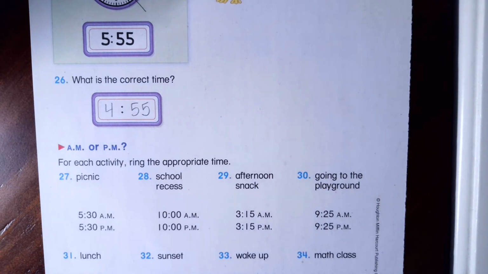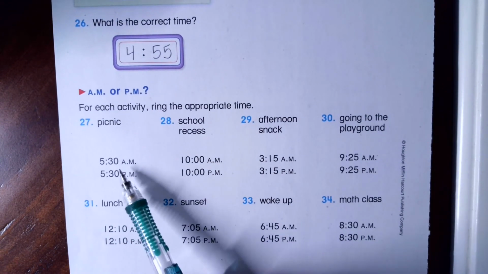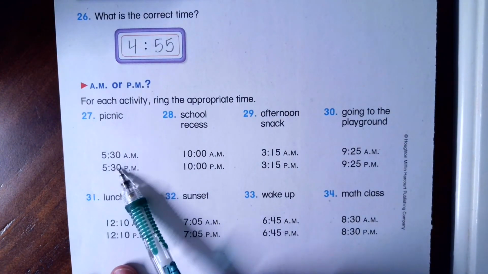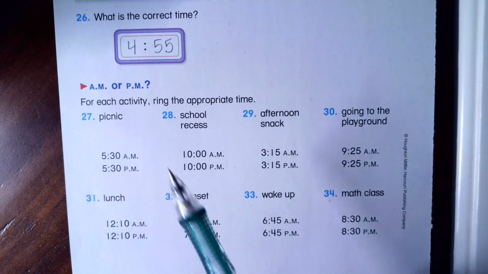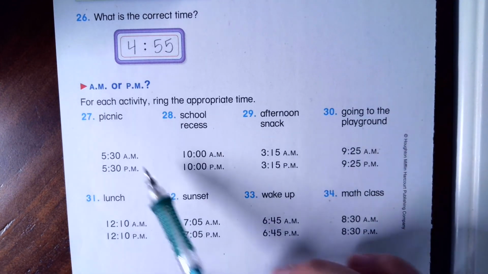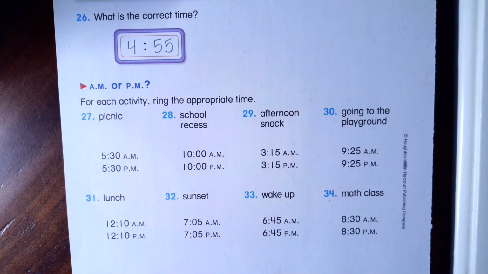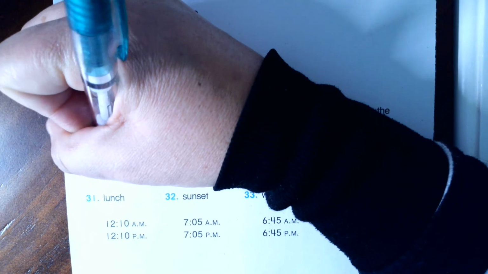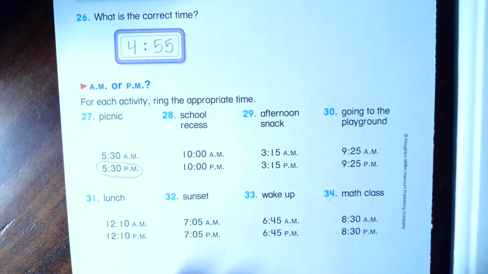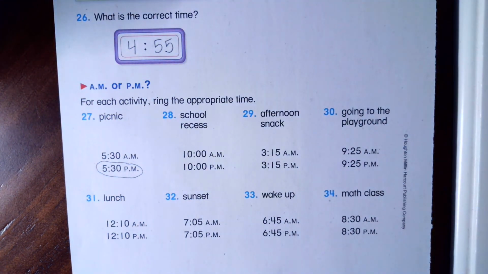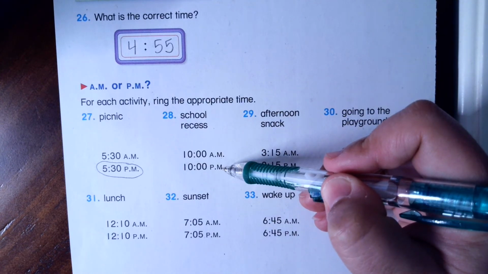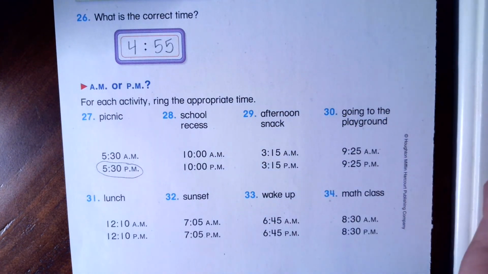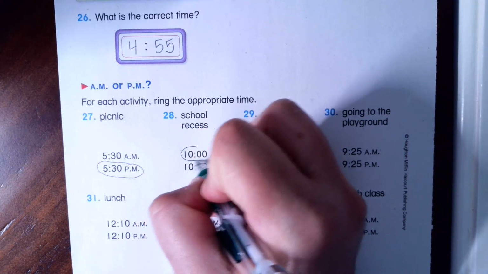So in my opinion, it is best to read them as 5:30 in the morning or 5:30 in the evening or afternoon. So when would you have a picnic? Would you have a picnic at 5:30 in the morning? No, of course not. So you would have one at 5:30 in the evening. When would you have school recess? 10 o'clock in the morning or 10 o'clock in the evening or at night? No, in the morning, right?